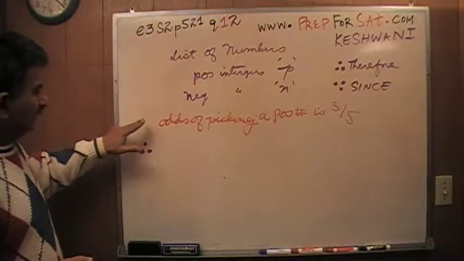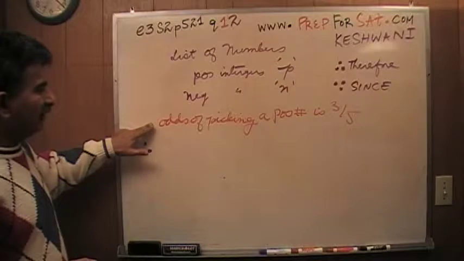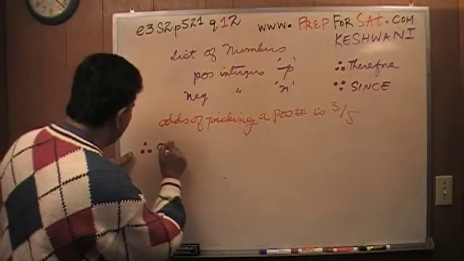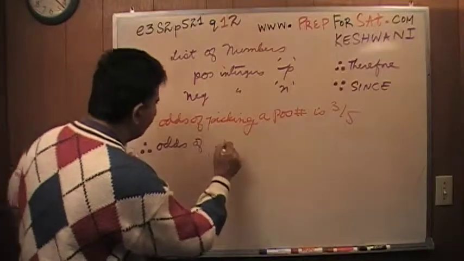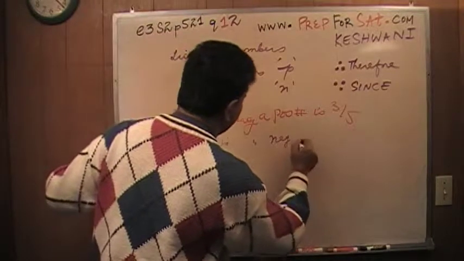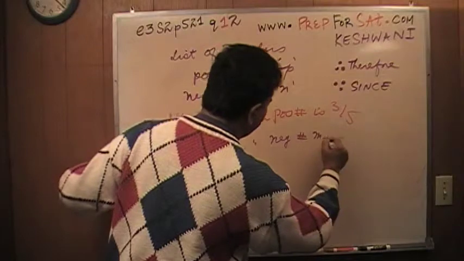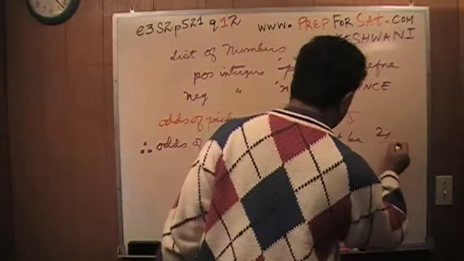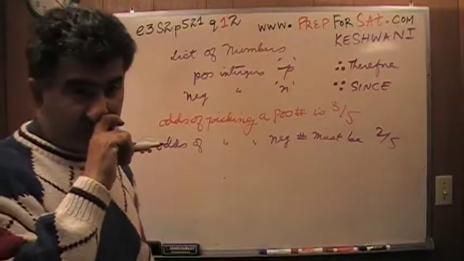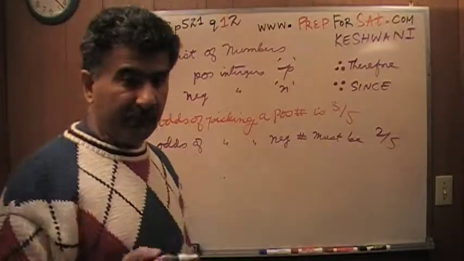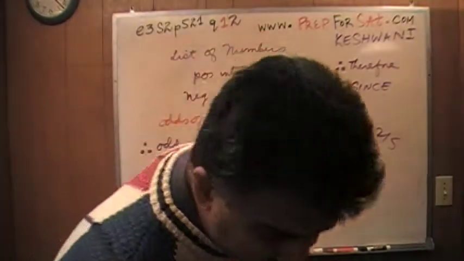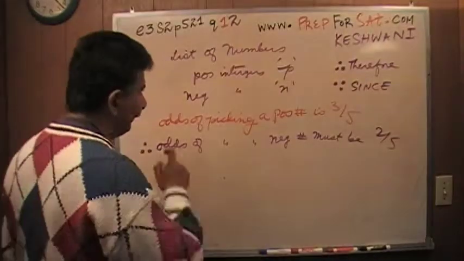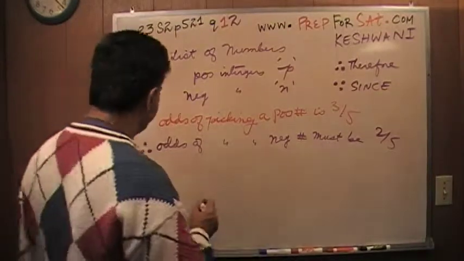Because we are told that the odds of picking a positive number is 3/5, therefore it follows that the odds of picking a negative number must be what? 2/5, of course. Because it has to be 100% altogether, because that's what we have, positive numbers and negative numbers. The question simply is, what is the value of n over p? What's the value of n over p?